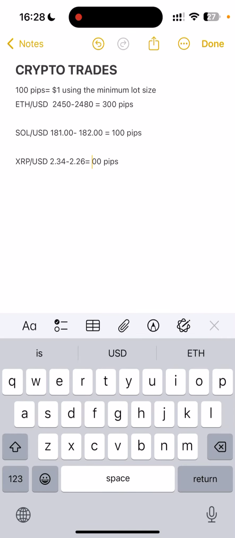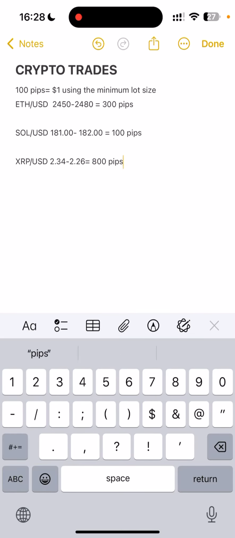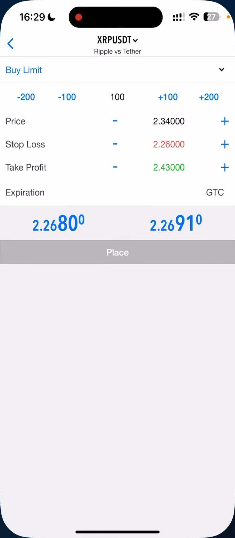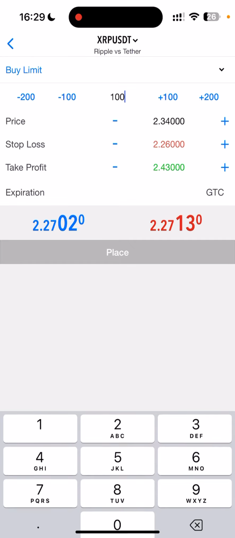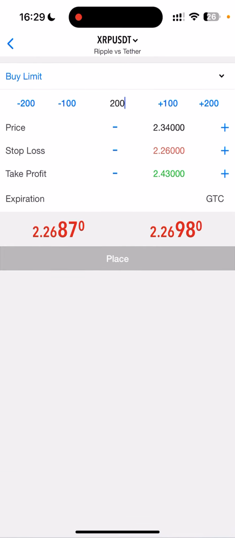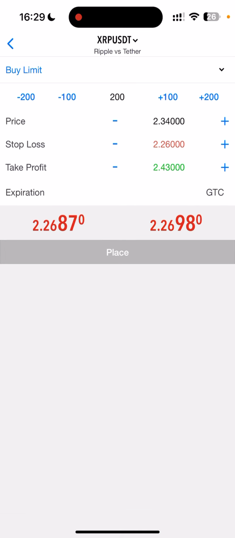That means you would be risking $8 on this trade using the minimum lot size, and the minimum lot size is 100. So if you wanted to take this trade using 100 lots, you would be risking $8. If you wanted to increase it, so maybe you wanted to risk $16, what would you do? You would increase your lot size to 200. So now you will be risking $16 on this particular trade.